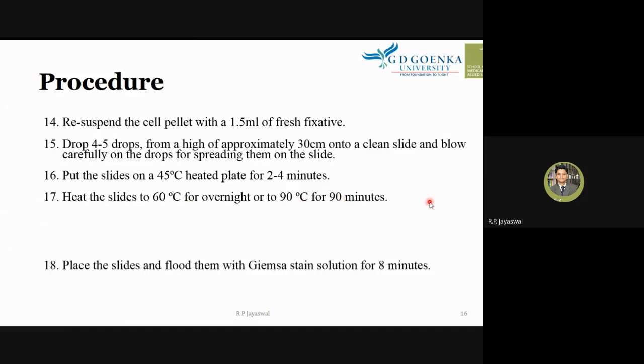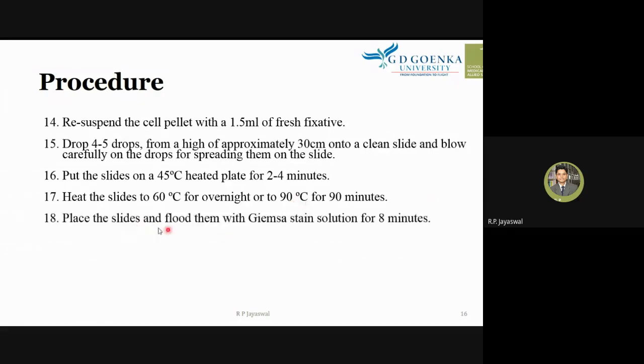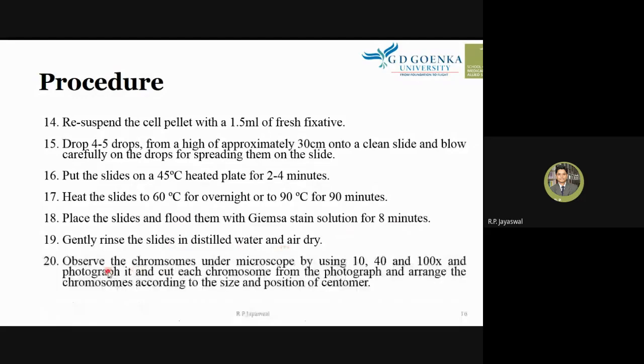Then we can place the slides and float them with the Giemsa stain solution for 8 minutes. So this is the staining procedure: we stain with Giemsa for 8 minutes by covering the smear, then gently rinse the slide in distilled water and air dry. And now we can do the microscopy procedure. We can observe at 10x, 40x, or 100x. Finally, we need to focus on a single cell and take a photograph.